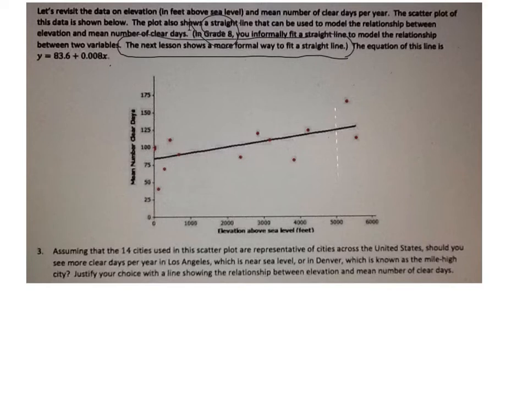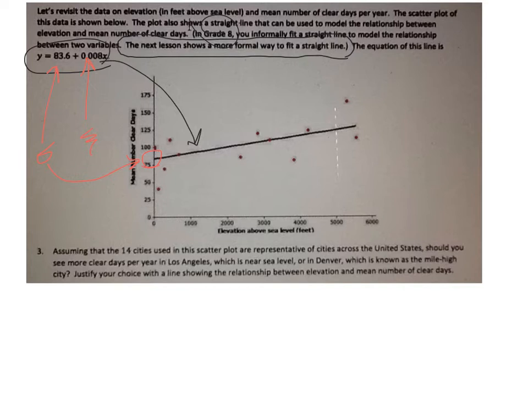The equation of this given line, the one they drew here, is y equals 83.6 plus 0.008x. Just like normal, this right here is your slope, and that right there is your y-intercept. Okay, if you look, that looks to be in the 80s somewhere, so it's your y-intercept.